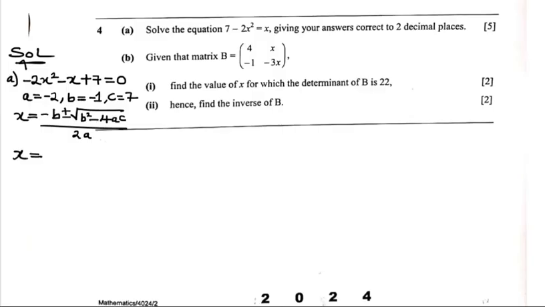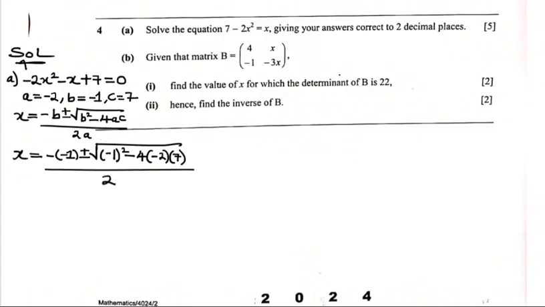So using this formula, we'll get the two values of x. For substitution, we are going to have the following. Negative, open bracket, b is negative 1, close bracket, plus or minus square root. So b squared simply means negative 1 squared, then minus 4 times a, which is negative 2, then times c, which is 7. So we will get the square root of all this, and then divided by 2 times a, which is 2 times negative 2.